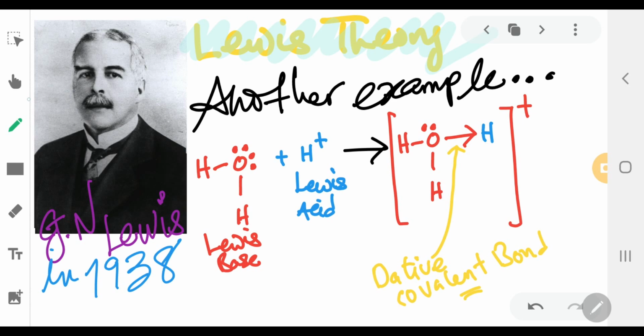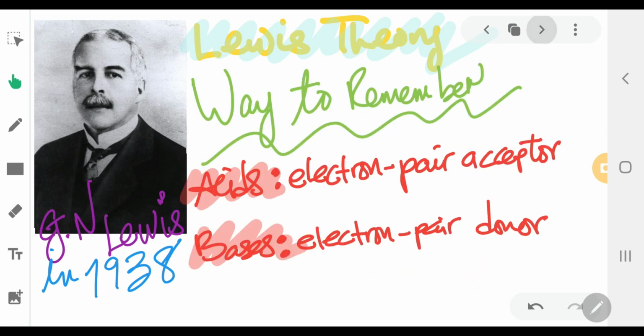Another example is this. So we have a Lewis base, which is water, and a Lewis acid, which is H+, because water over here has two lone pairs, and one of them will be donated to your H+, and then your Lewis acid will be accepting that lone pair to produce this structure over here. So the way to remember Lewis theory: acids are electron pair acceptors. Bases are electron pair donors, according to Lewis theory.